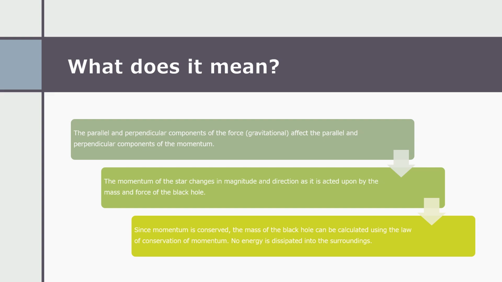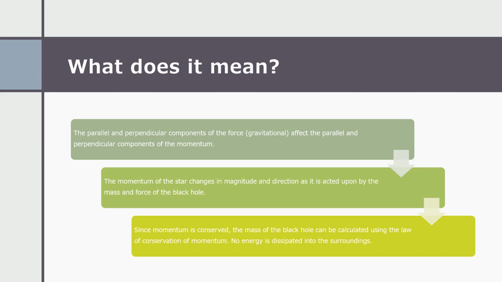So what does this mean? Based on the results, you can see that the parallel and perpendicular components of the force affect the parallel and perpendicular components of momentum, since force is the derivative of momentum with respect to time, and the momentum of the star changes in magnitude and direction when it's acted upon by the mass and therefore the gravitational force of the black hole.